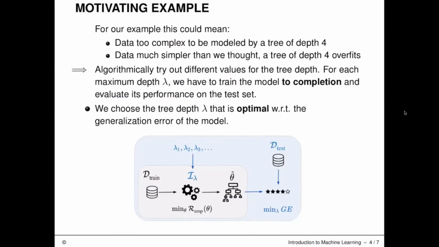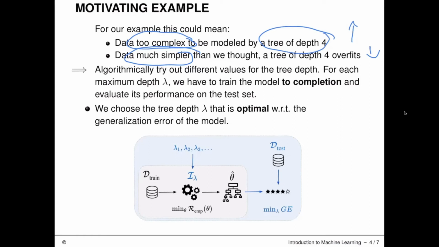But the important thing is that this could mean that in our example from the first slide, it could be the case that a tree of depth 4 is not a good choice because perhaps the data is too complex to be modeled by a tree of depth 4, so we would need a higher tree depth. Or on the other hand, it could be the case that the data is much simpler than we thought, so a tree depth of 2 or 3 would be sufficient or even better. So what can we do now to remedy this?